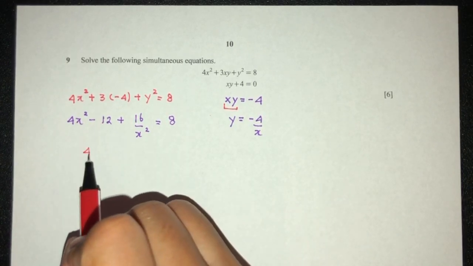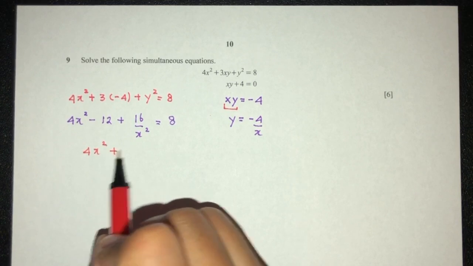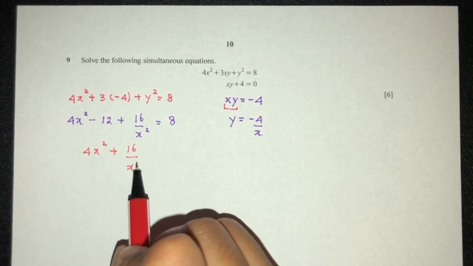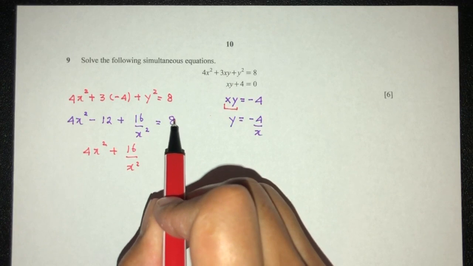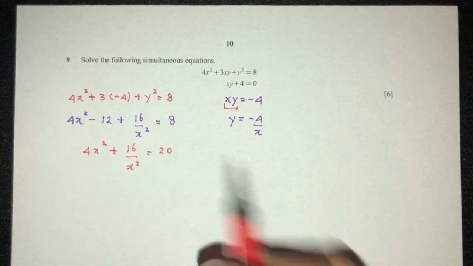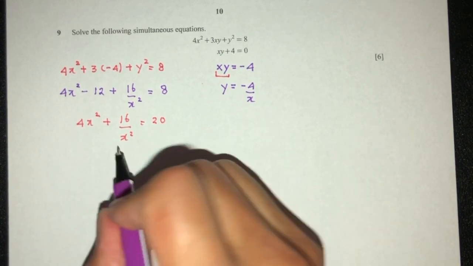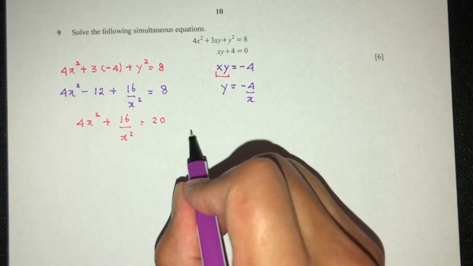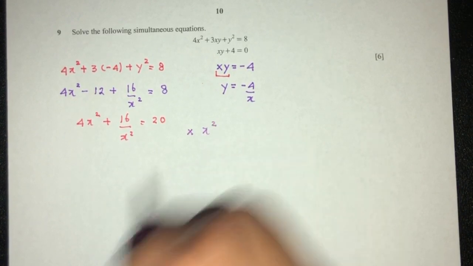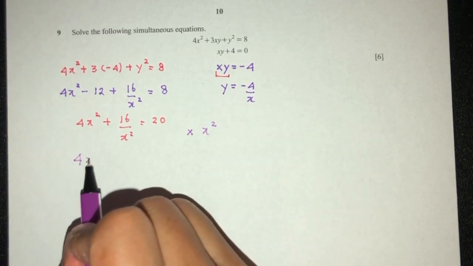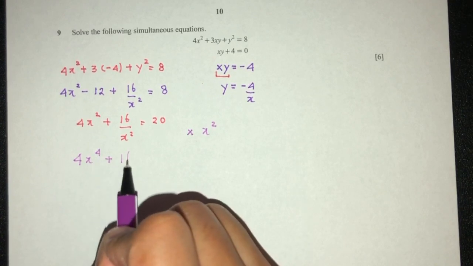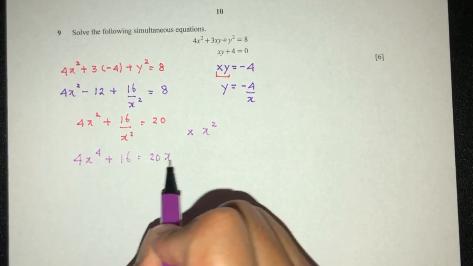You will have 4x squared plus 16 over x squared. So send this over here, become 8 plus 12, that will be 20. Now something is kind of off here because we have x squared at the bottom. So we have to remove this one. If we want to eliminate this one, we have to multiply everyone by x squared. You will have x power 4 plus 16 equal to 20x squared.